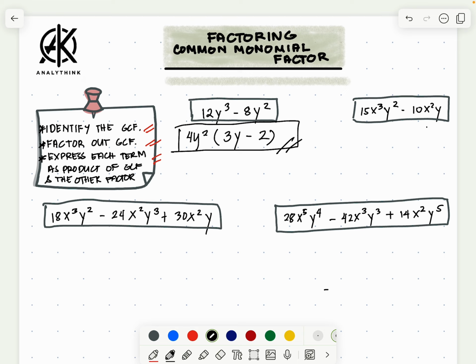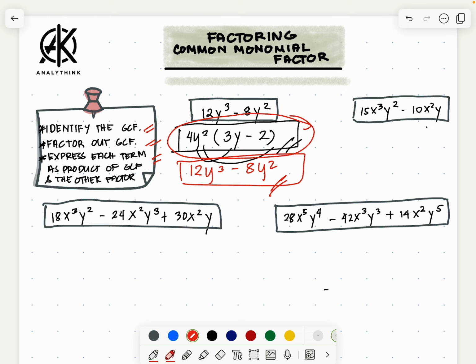Now, in order for you to check your answer, you can multiply the monomial, or your GCF, to each term here. If you arrive at the same polynomial, then you factored it out correctly. So let's try. You have 4y squared times 3y, which is 12y cubed. And then 4y squared times negative 2 is negative 8y squared. So our answer is correct.